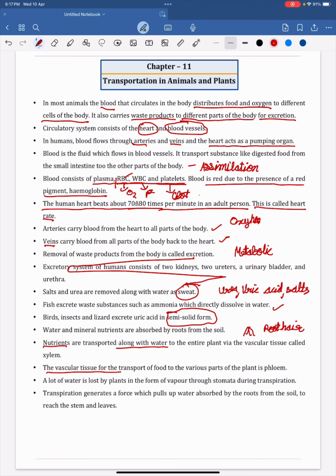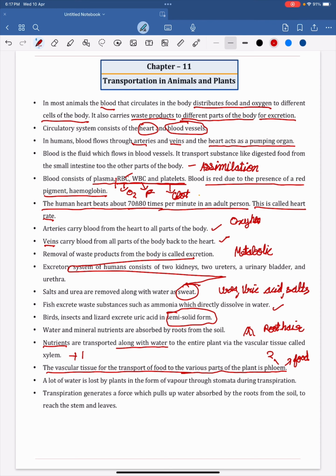The vascular tissue for the transport of food to various parts of the plant is phloem. Phloem carries nothing but glucose from the tip of the leaves to all parts of the body. And xylem is one way and phloem is two way.